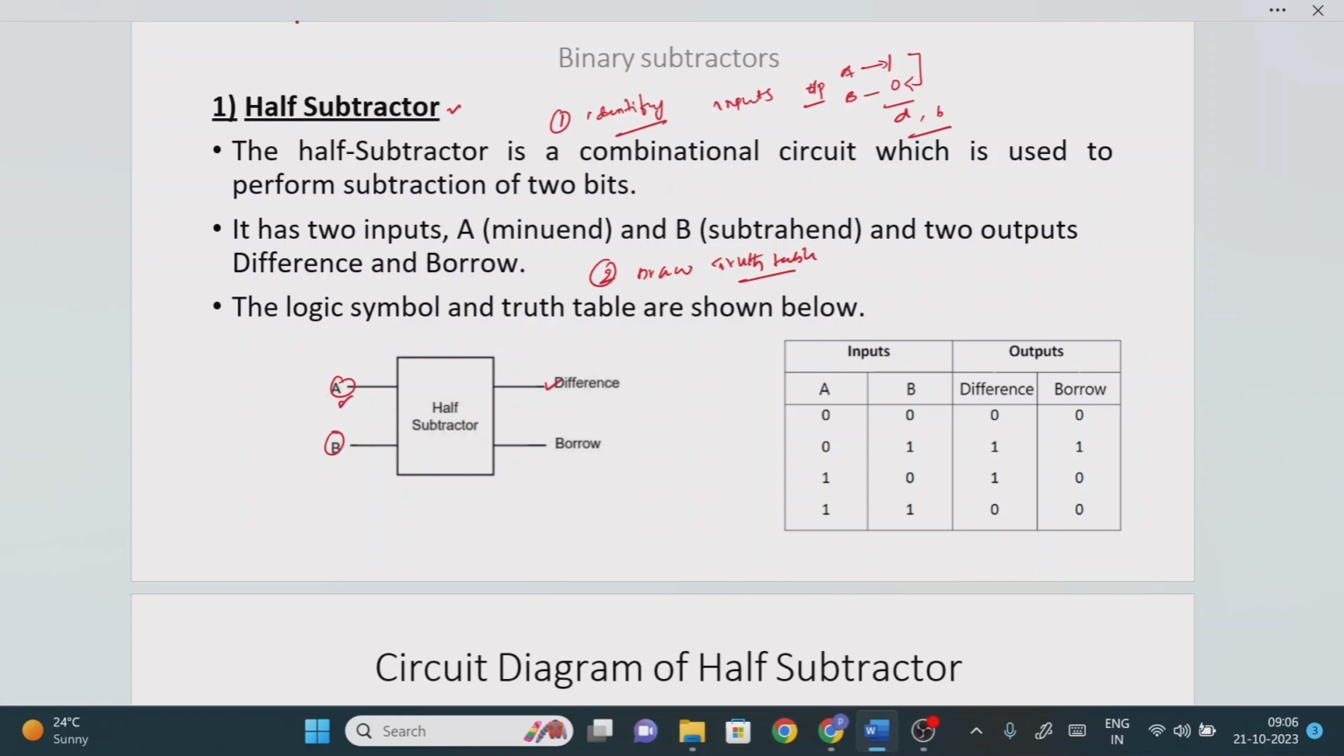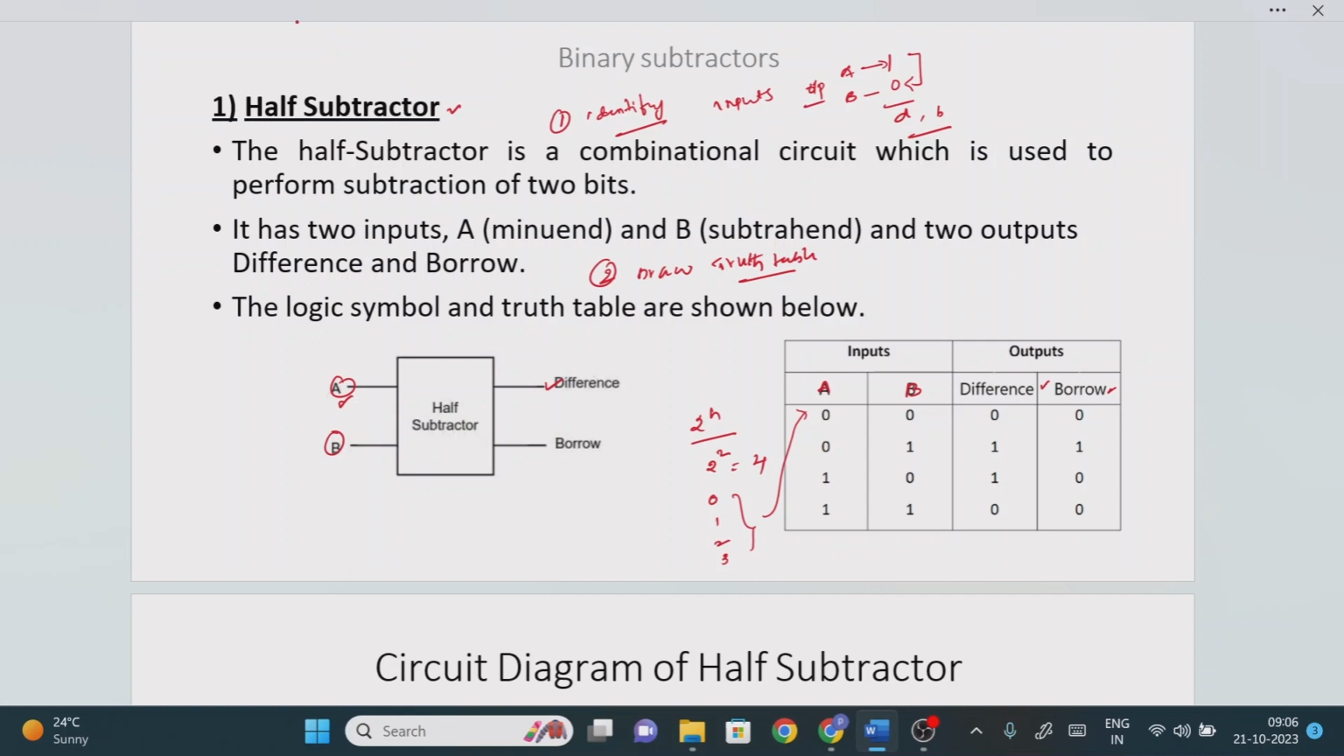See how many inputs we have to write. I'm going to take one input as A and another input as B. If you take two inputs, how many possibilities will you get? 2 power n, so 2 power 2 means you will get 4 possibilities: 0, 1, 2, 3. For that we write the binary numbers: 00, 01, 10, and 11. Now for the input value 00, after performing the subtraction operation, we need to find the difference output as well as the borrow output value.